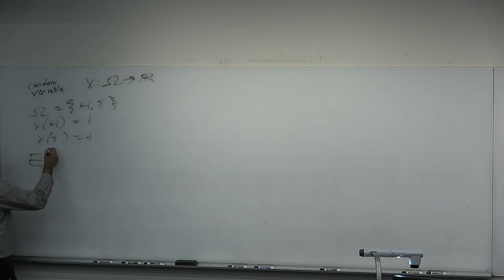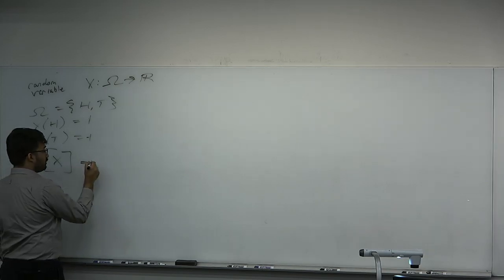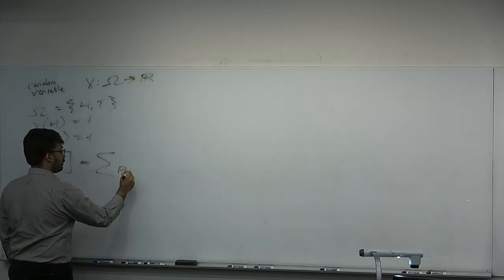Expectation of a random variable is basically a generalization of the concept of a mean. It's a weighted average. So it's an average of the outcomes that you'll earn.